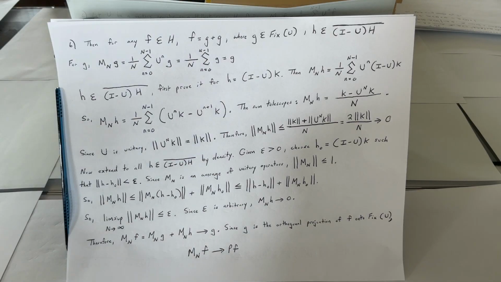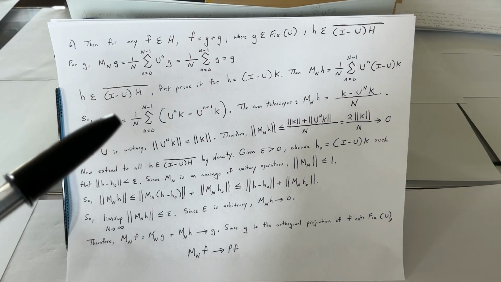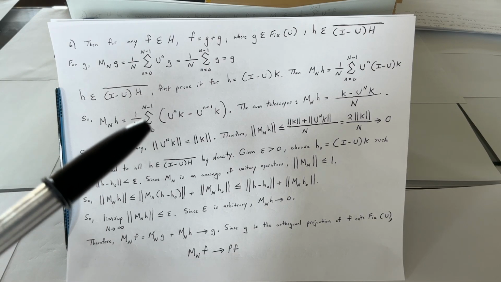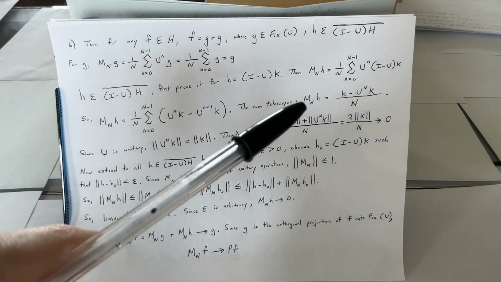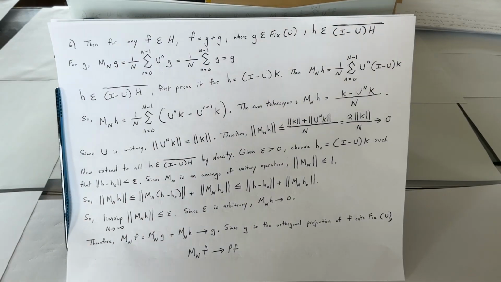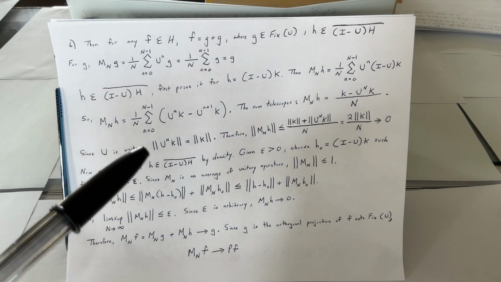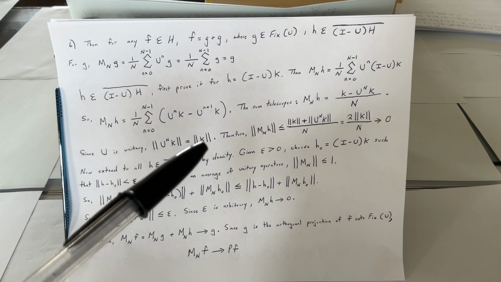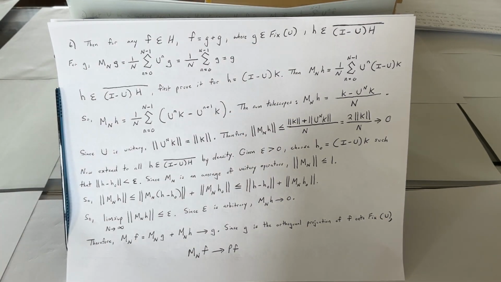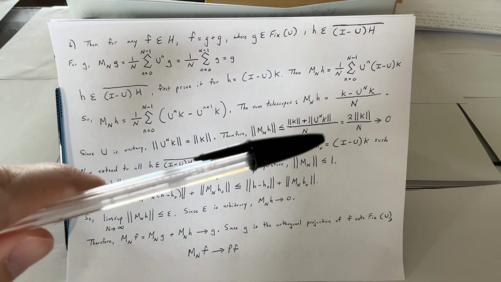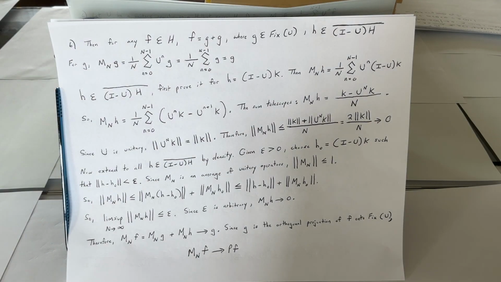So what we could do from here is M sub n h equals 1 over n, the sum from n equals 0 to n minus 1 of the following. And the sum telescopes, M sub n h equals this. Since U is unitary, we get these norms set equal to each other. Therefore, the norm of M sub n h is less than or equal to the norm of k plus the norm of U to the n k, over n. That's going to equal 2 norm k over n, which converges to 0.